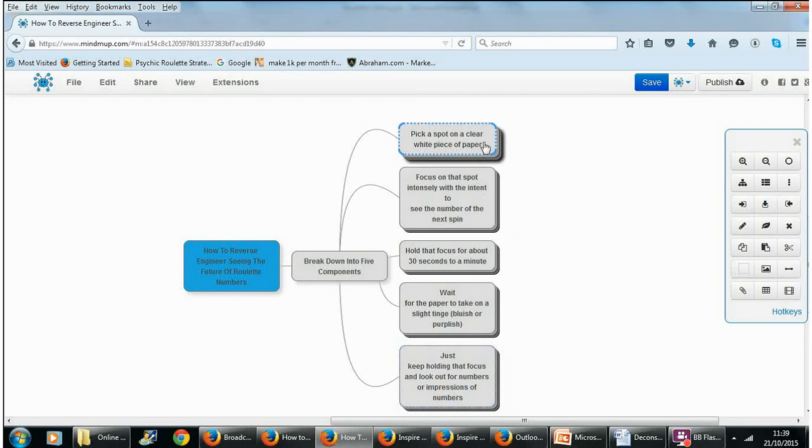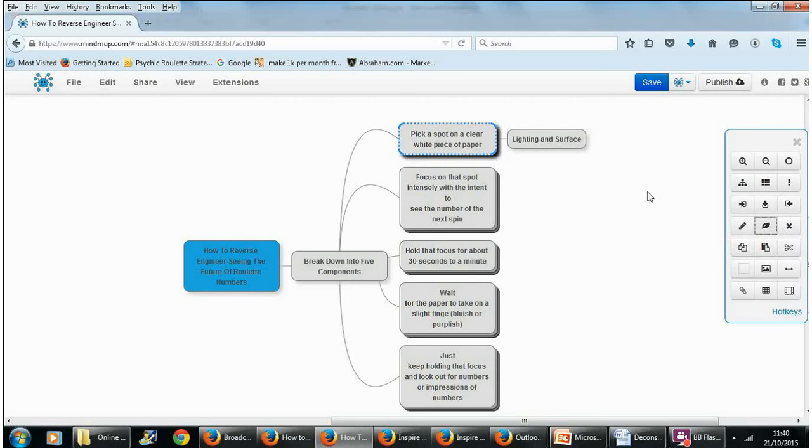Now these 5 components, each part relates to a skill or something new I had to learn, or something I had to know in order to progress my discipline. Now for example, the first one, pick a spot on a white piece of paper. This was all about lighting and surface.